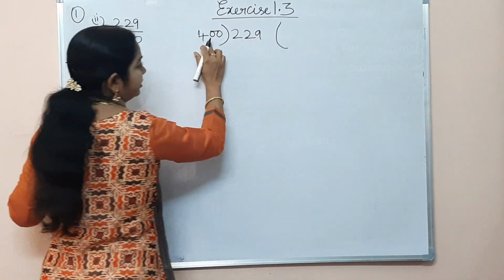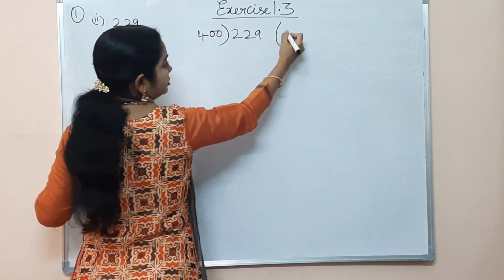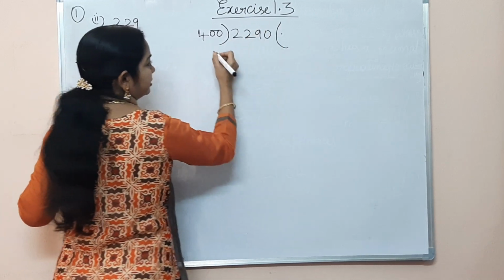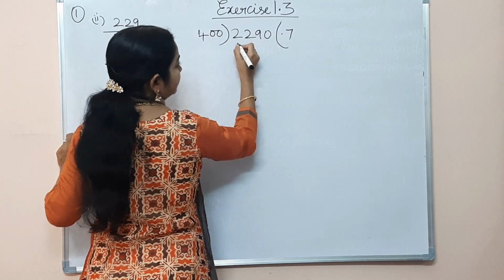400. 229 is less, so I will put a point and make a 0 here. 7s will take. No, it won't go.